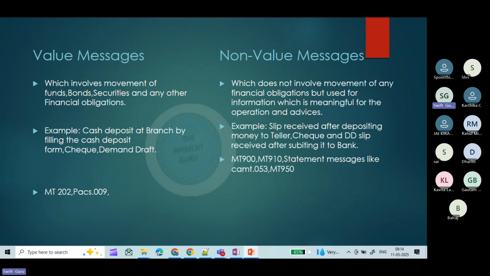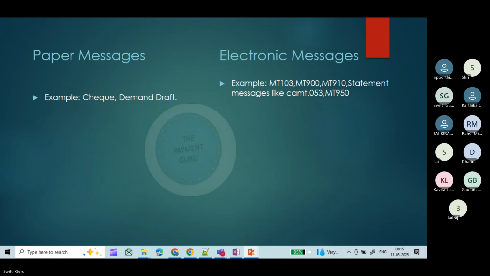paper-based messages. In terms of electronic, if you see MT202, this kind of message is a value message, to give some examples, where the movement of the funds happens. Non-value messages on the electronic side are the 940 and 950 statement messages, debit advice message, credit advice message, and 919. These are examples of non-value messages. They don't bring in movement of the funds, but yet are meaningful for operations, advices, and reconciliation purposes.